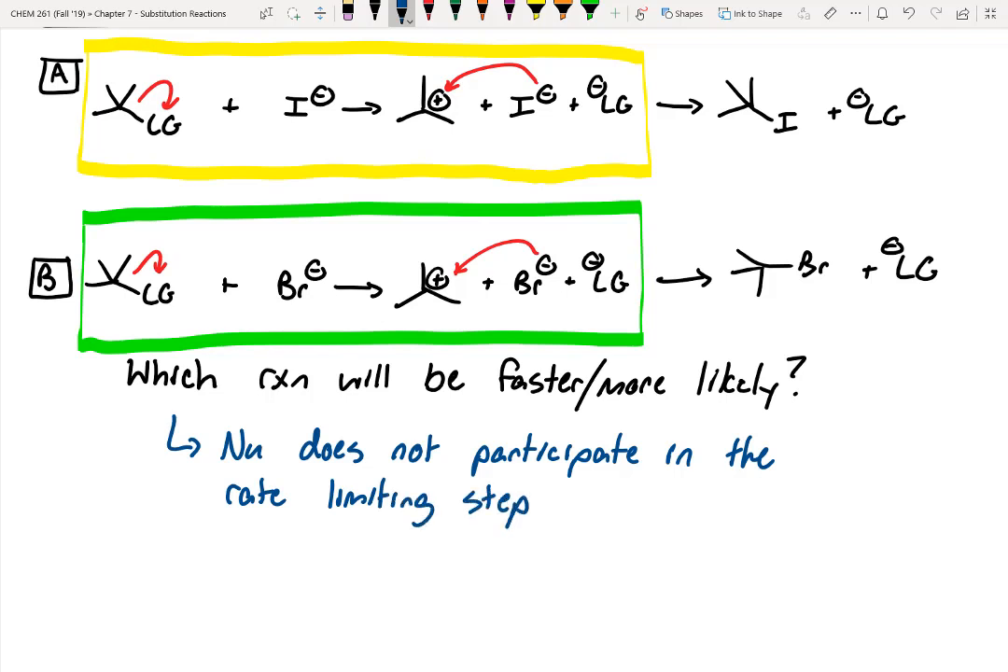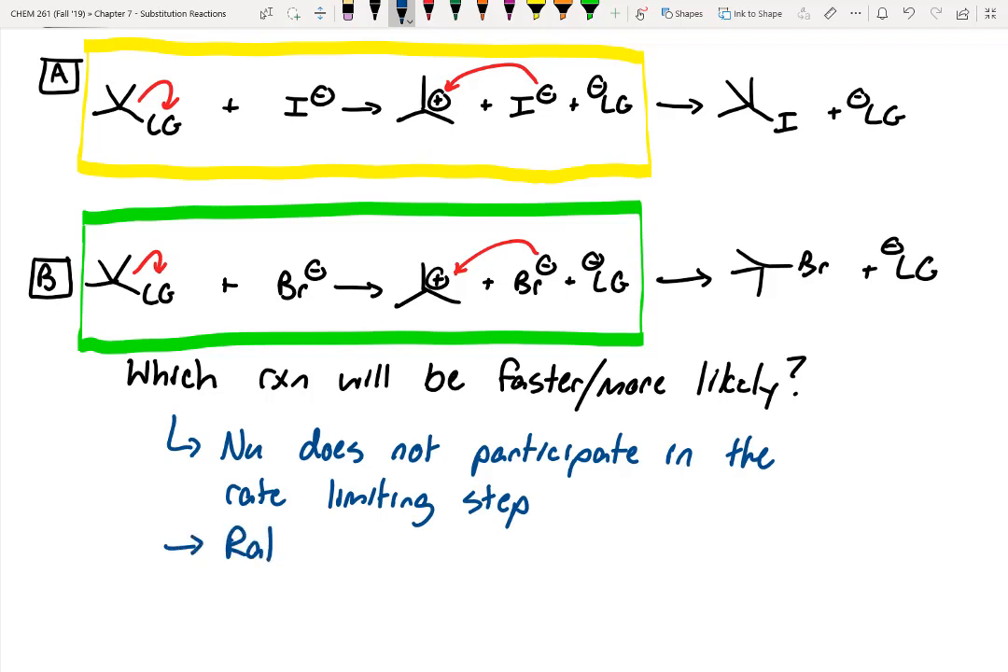Therefore, we can really ignore it in this situation, right? Because it's just not doing anything. All right, so if we ignore our nucleophiles, so in the top one, we'll ignore iodide, I minus, and in the bottom one, we'll ignore Br minus. Is there really a difference between A and B? No, not at all. So the nucleophile does not participate in the rate limiting step.